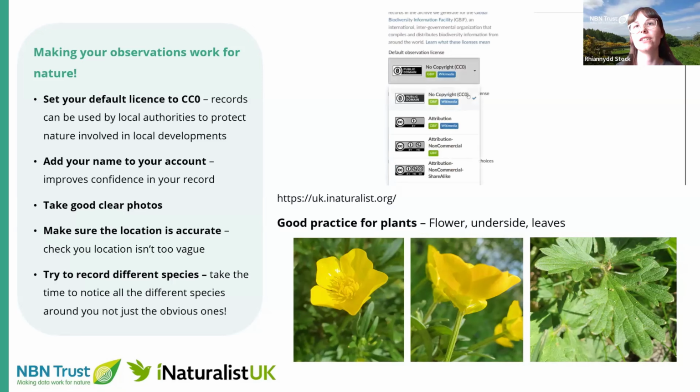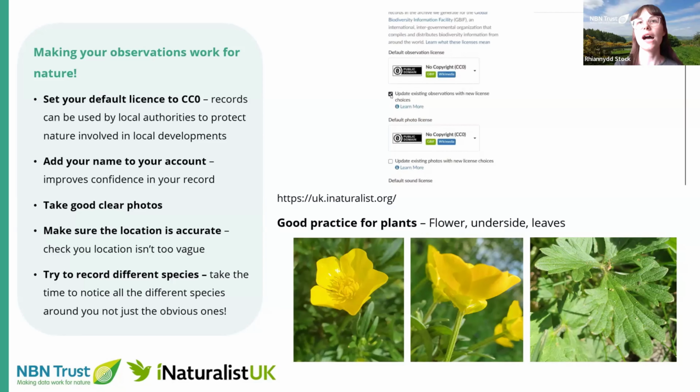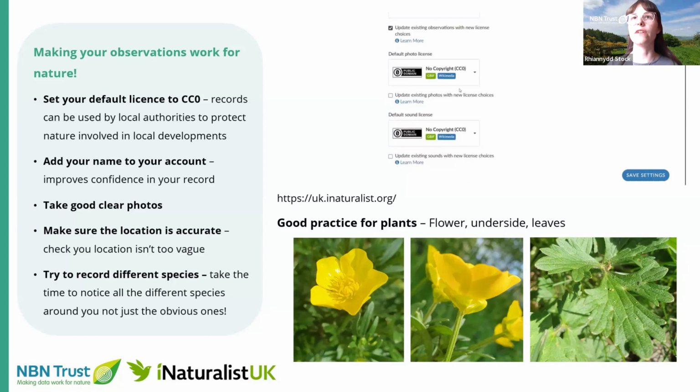Then I've scrolled down to the license and I've clicked that CC0. If you're already using iNaturalist and you've uploaded observations, you can click update existing observations with your new license choices. It will be applied to any old records that you've made, so that those can be used. You can also set licenses for the photos or the sound recordings, but these aren't as important. You can set what's called the CC BY license, which basically means that anyone can use your records, but they have to credit you. That might be something that you're more comfortable with.